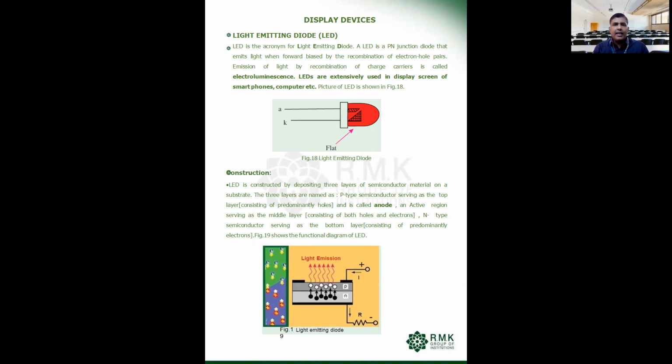LEDs are extensively used in display screens, smartphones and computers, and all the latest devices tend to have LED displays because of the clarity and better lighting effect they produce. As we can see, an LED contains two terminals. It is a two-terminal, one-junction device. There is a terminal called the anode, which is the positive terminal, and the cathode, which is the negative terminal. And you can see there is a glass dome also present.